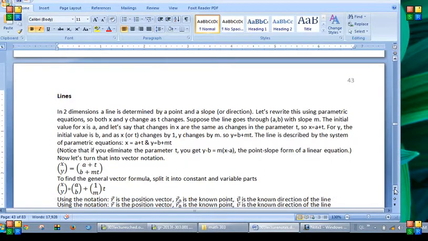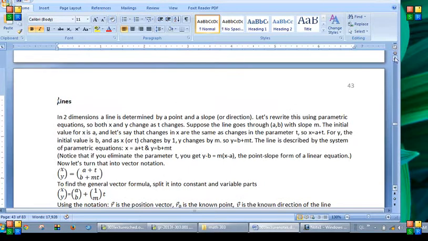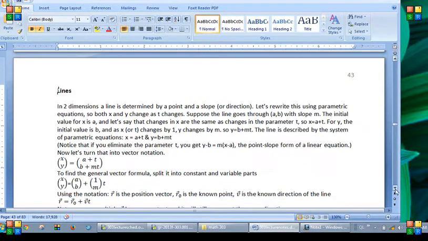So now, another notation change. We're going to call our <x, y> variable vector, we're just going to call it r. r is the position vector. And then we're going to say <a, b> is our known value. So instead of saying <x0, y0>, we're going to call that r0. That's a vector. And then <1, m>, which represented our slope, we're going to say that represents a direction. So we're going to say that's the direction vector v. So in that notation, we get this: r equals r0 plus v times t.